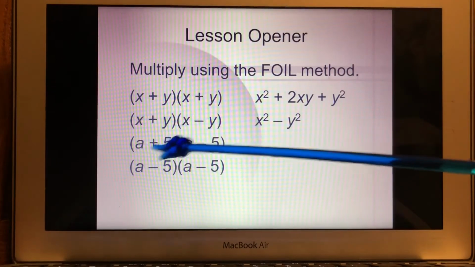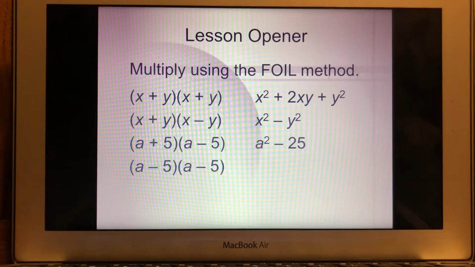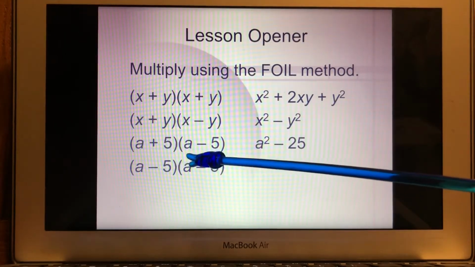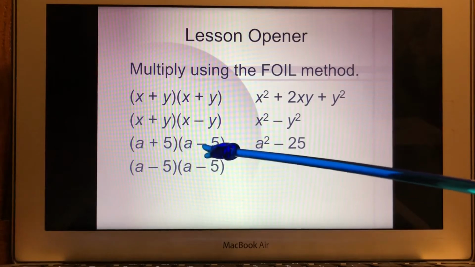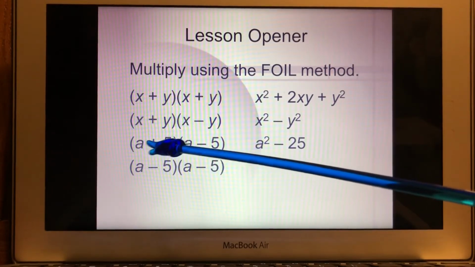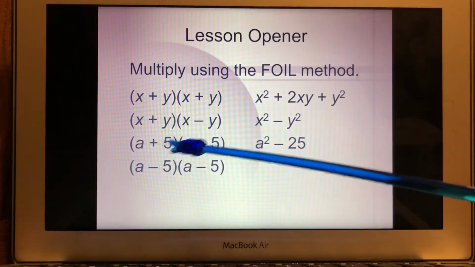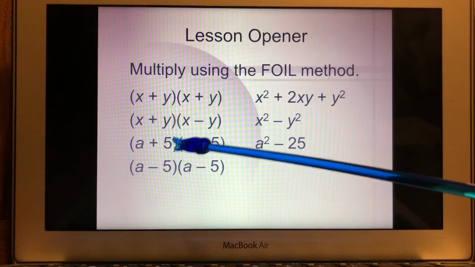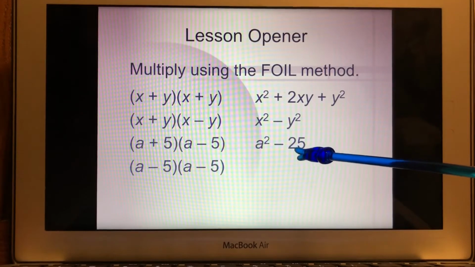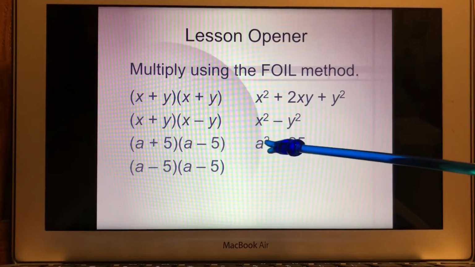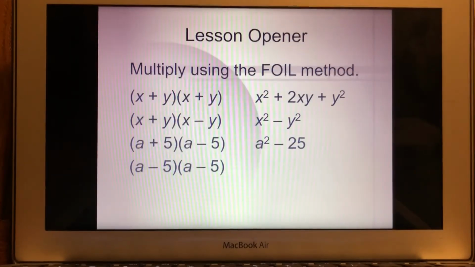Then for the next one here, we've got a plus 5, a minus 5, same thing. Because one is a plus and one is a minus, the outside and the inside terms are actually going to cancel out. So then we have 5 times negative 5, which gives me negative 25. So a squared minus 25.